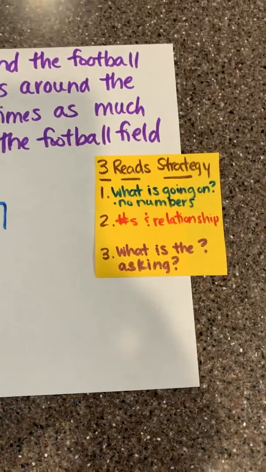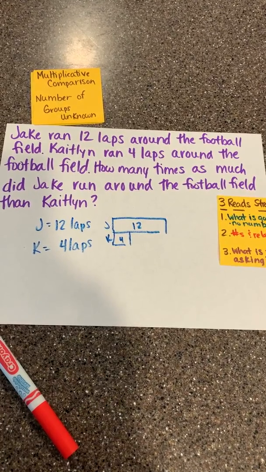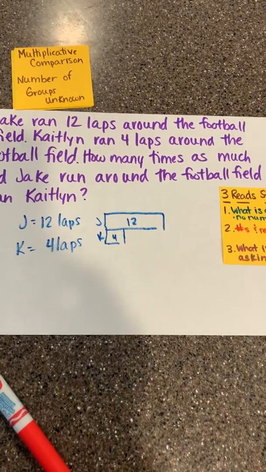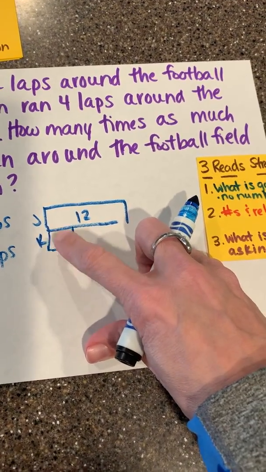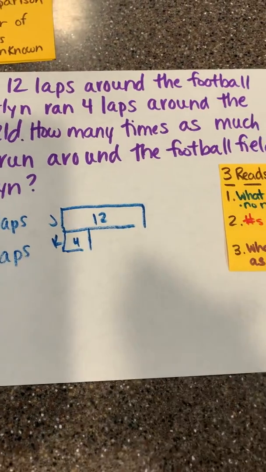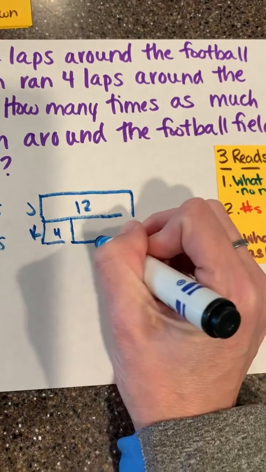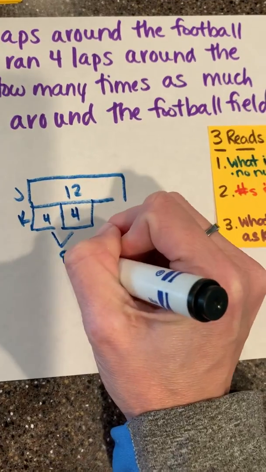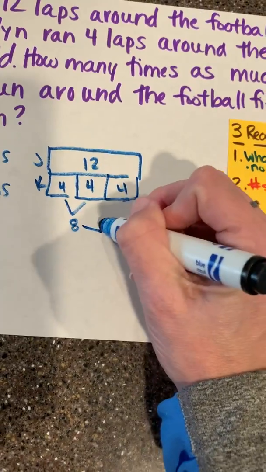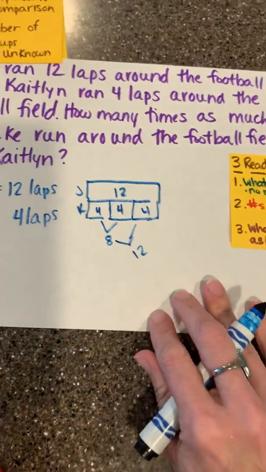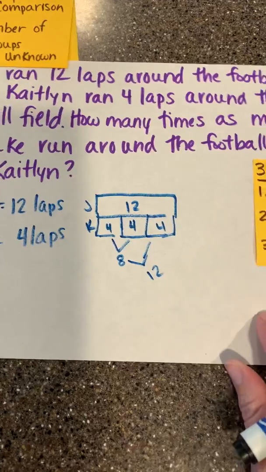So now, the last thing is we look at the question. How many times as much did Jake run around the football field than Caitlin? So how many times as much, all right? So we have to think about that his number is how many times greater than this 4. And so what we want to start thinking about is how many groups of 4 are we going to need? So we have 4. So if I do another group of 4, I know that gives me 8. And then if I do another group of 4, I know that these two together will give me 12. So how many times greater is his number than Caitlin's? And it is 1, 2, 3 times greater.